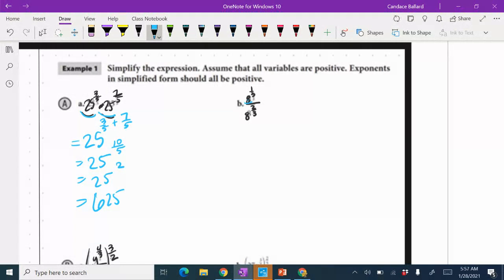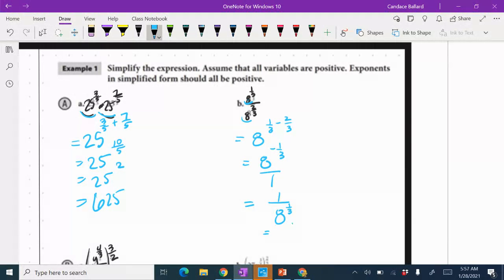In B, I notice that my bases are the same, and my exponents are the 1/3 and the 2/3 power. I'm dividing, so I know that I get to subtract my exponents. So I've got 8 to the 1/3 minus 2/3. Then 1/3 minus 2/3 is negative 1/3. We are not allowed to leave the negative exponent, so I have to move it to the denominator, which would make it 1 over 8 to the 1/3 power.